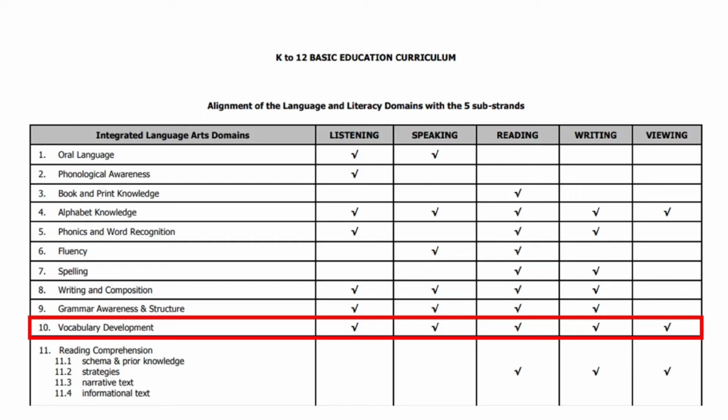The alignment of language and literacy domains shows that language learning is a two-way process. To have greater control in language is to develop these 5 competencies, which are speaking, listening, writing, reading, and viewing. In return, when these competencies are well developed, students are expected to acquire the said domains effectively.